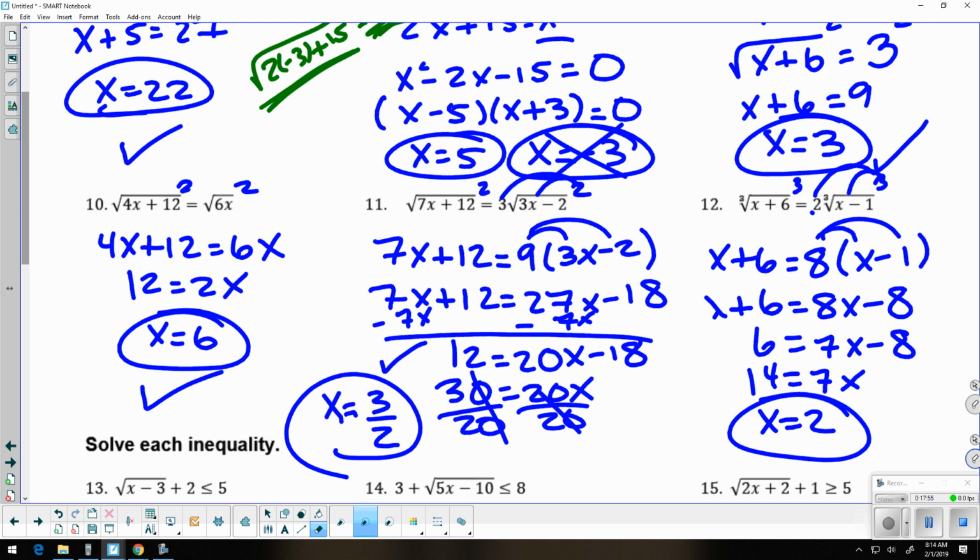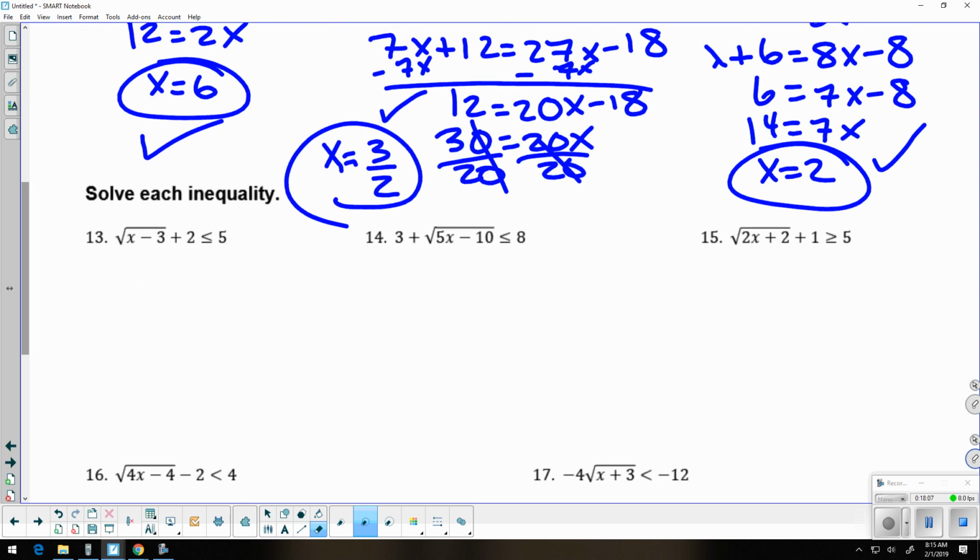Again, plug it back in, make sure it actually works out. And I'll let you guys know again that x does equal 2. All right, so there's equations. Inequalities is basically the same thing. However, there's something a little extra we have to talk about. Okay, so I'll kind of walk you through as we go through these.